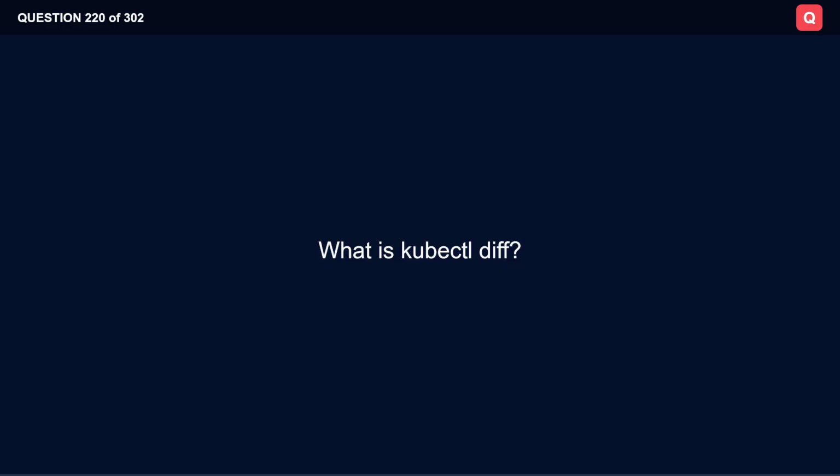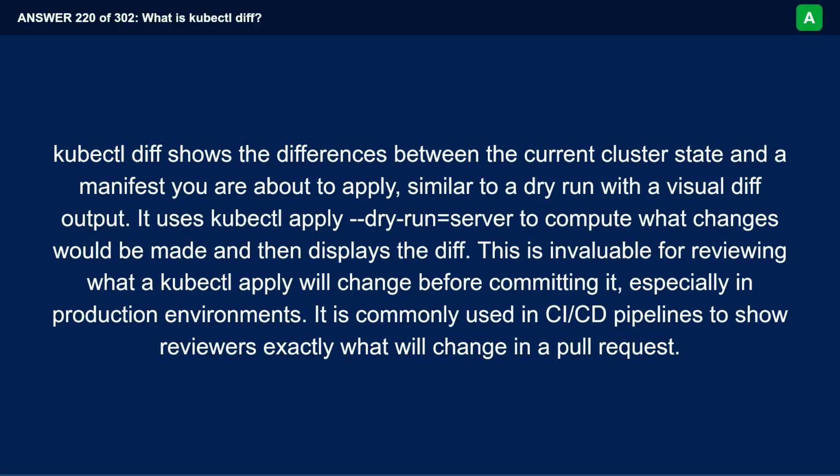What is kubectl diff? kubectl diff shows the differences between the current cluster state and a manifest you are about to apply, similar to a dry run with a visual diff output. It uses kubectl apply --dry-run=server to compute what changes would be made, and then displays the diff. This is invaluable for reviewing what a kubectl apply will change before committing it, especially in production environments. It is commonly used in CI/CD pipelines to show reviewers exactly what will change in a pull request.